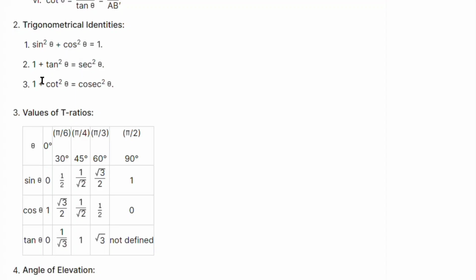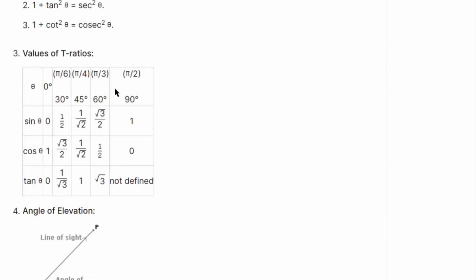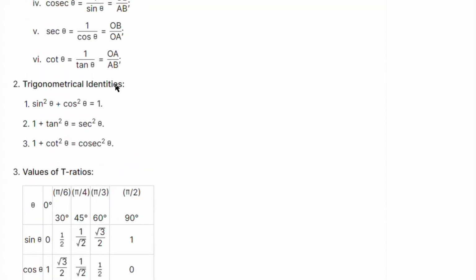Next, some of the trigonometric identities are: sin square theta plus cos square theta is equal to 1, and 1 plus tan square theta is equal to secant square theta, and 1 plus cot square theta is equal to cosec square theta. These are the trigonometric identities.